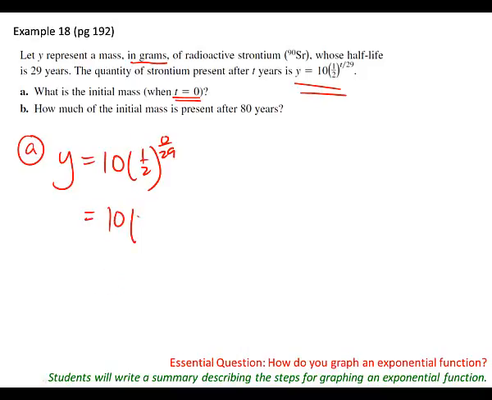So 0 divided by 29 would be 0, wouldn't it? Okay. What's 1/2 to the 0 power? Anything to the 0 is 1, right? So 10 times 1 is 10. And we would label this in grams.